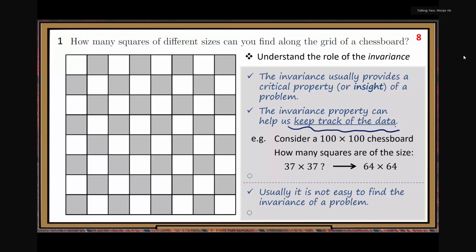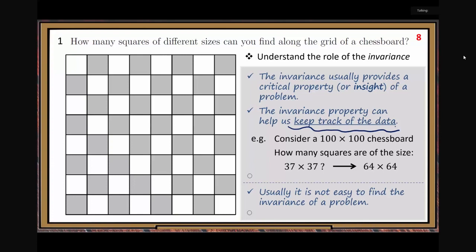I have another good example about the invariance property, but I do not give it here in order to save time. If later I have some chance, I can show you another one, also based on a chessboard. But in that example, it is very hard to find the invariance.